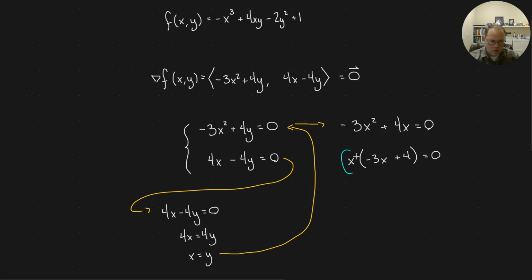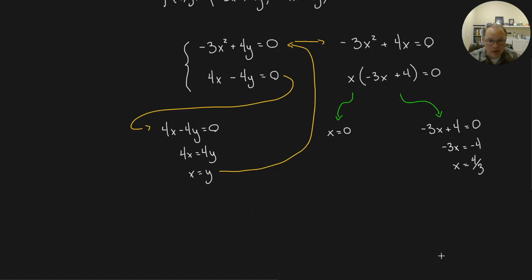Now I have 2 things that are being multiplied together that equal 0, which means one of those 2 things has to be 0. If you have 2 things that multiply together to give you 0, one of the 2 things has to be 0. So one way that could happen is if the first factor there is 0, which gives us x equals 0. Or the other option is the second factor is 0. So that would be negative 3x plus 4 equals 0. And if I solve for x, I get x is equal to 4/3. Okay? So that tells me the x values that solve the system of equations.